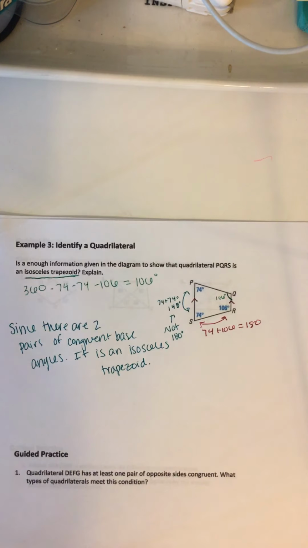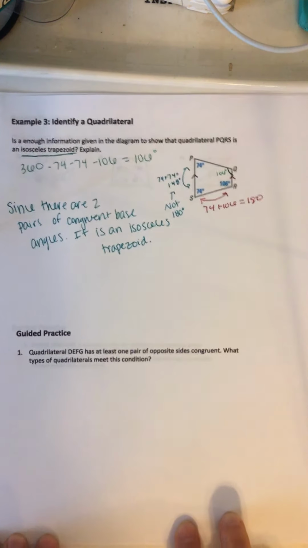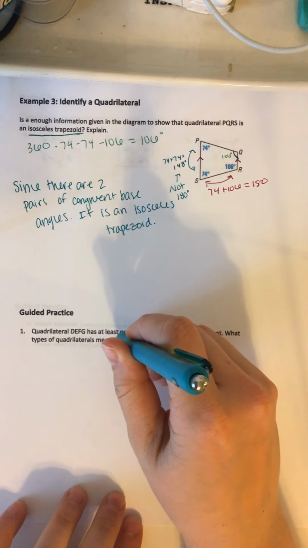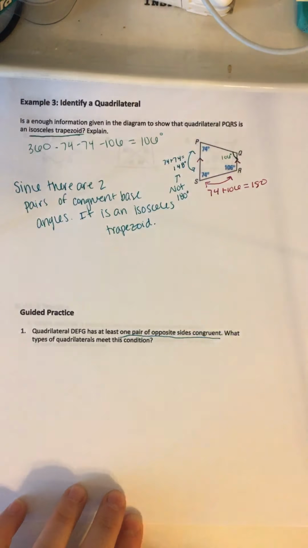Our next example here is a little guided practice question. Why don't you guys go ahead and hit pause on the video so you can work through this on your own, and come back when you've had a chance to solve it to check your answer. Okay, quadrilateral DEFG has at least one pair of opposite sides congruent. What types of quadrilaterals meet this condition?